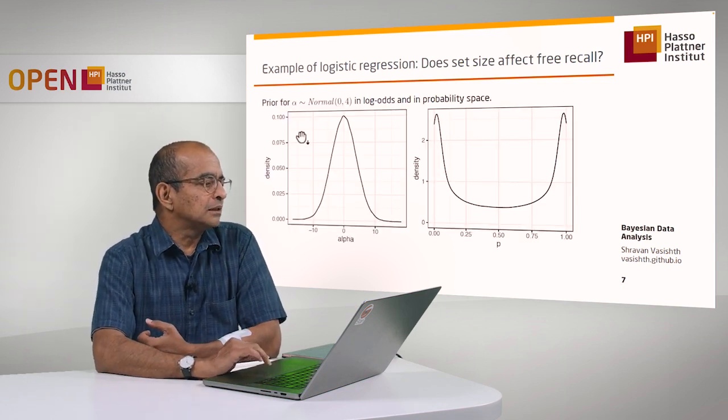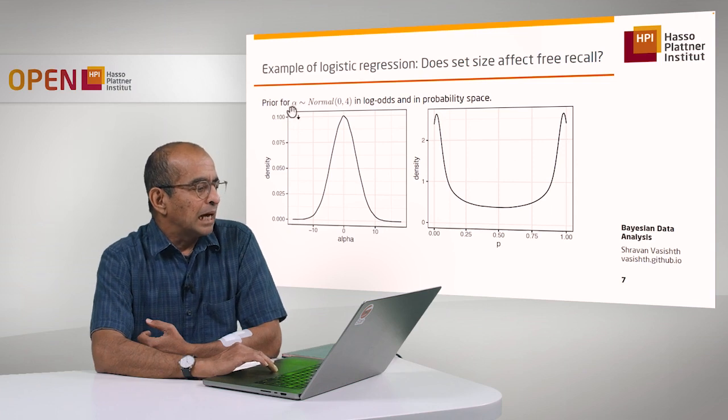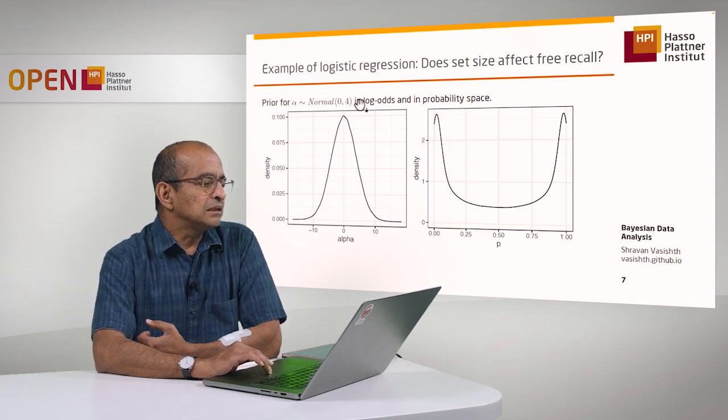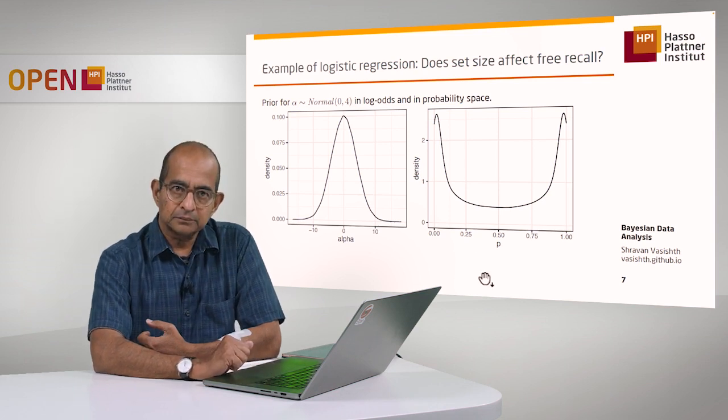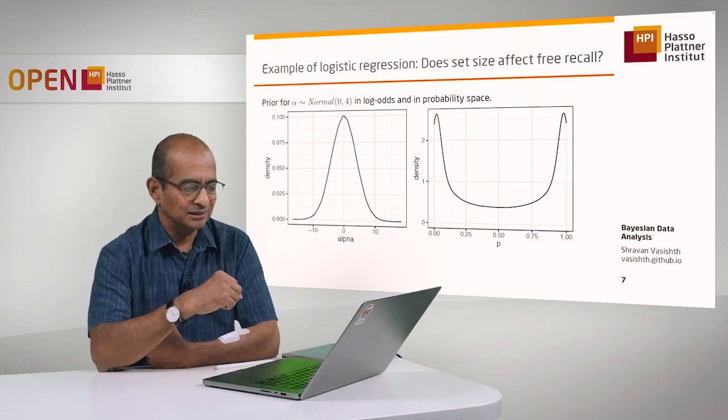So if I look at the alpha parameter, which was defined in the log odds space, and I convert it back to probability space using the formula I showed you earlier, right?